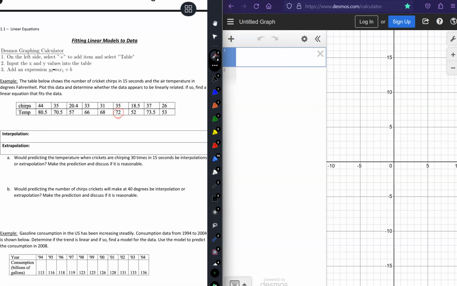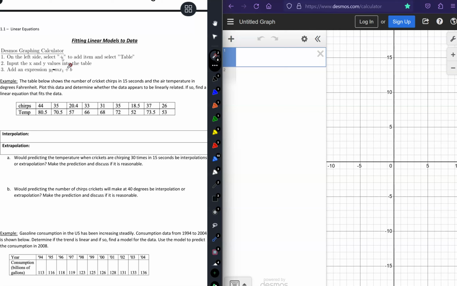Then when it was 72 degrees outside, they heard 35 chirps. So we end up with these ordered pairs, and what we want to do is graph this data to see if it creates a roughly linear model. So let's talk about making this graph, which will be called a scatter plot. We're going to use Desmos to help us create this graph, and then it's going to carry out some pretty heavy calculations for us as well. But let's just start with the graph.